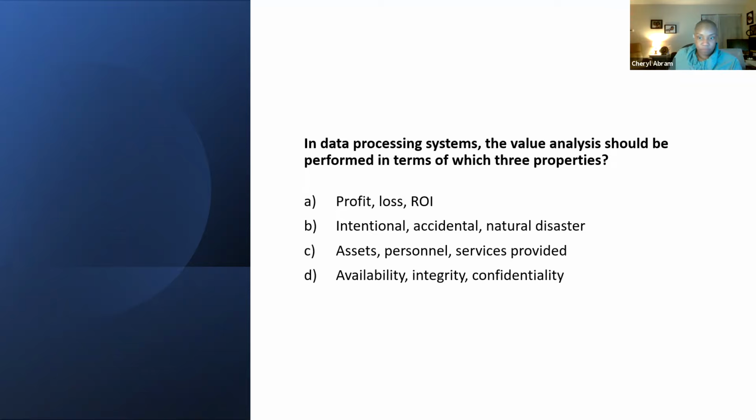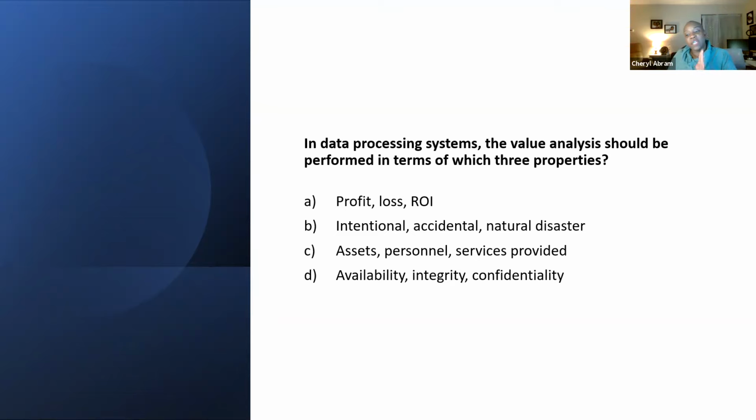Now, are the distractors plausible? Are A, B, and C plausible? Yes. Which means they look right to a person who really doesn't know anything about data processing system value analysis and all that. They may pick one of these three because, you know, it sounds like it's right. So if you did that, then that's good.